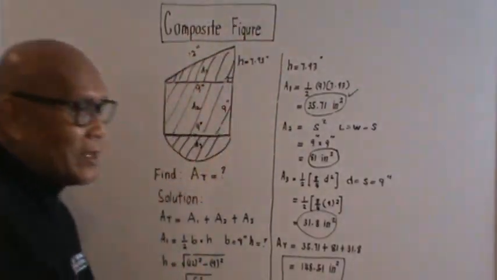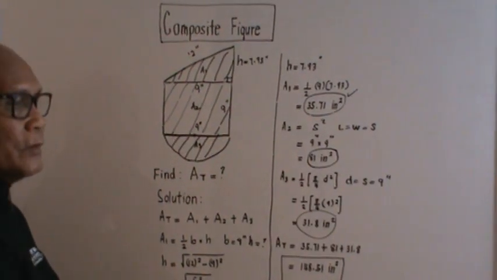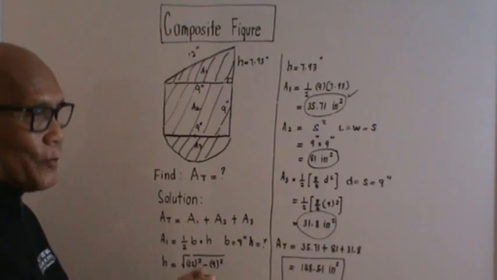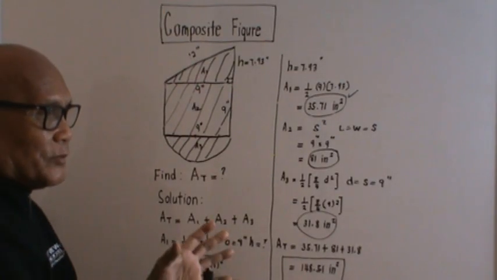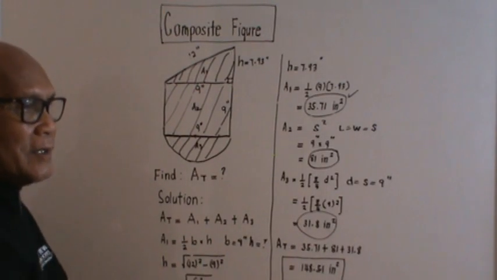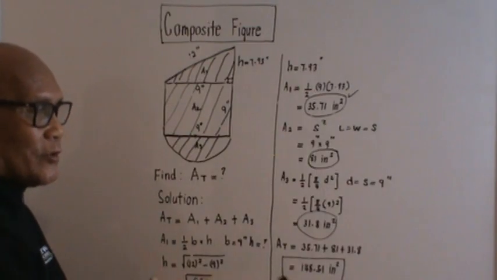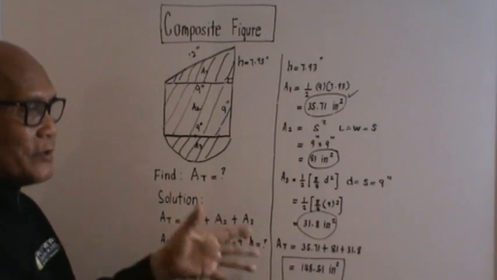That is the way to compute the area of a composite figure, if the composite figure comprises different figures. Actually, that's why it's a composite figure.